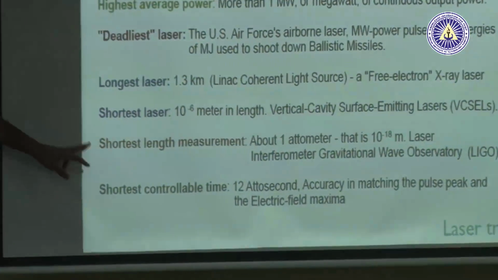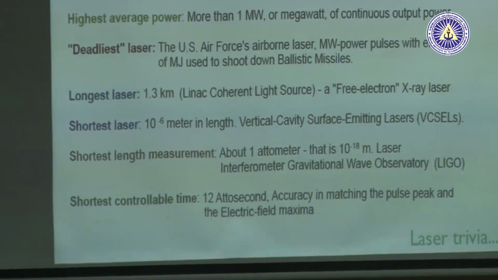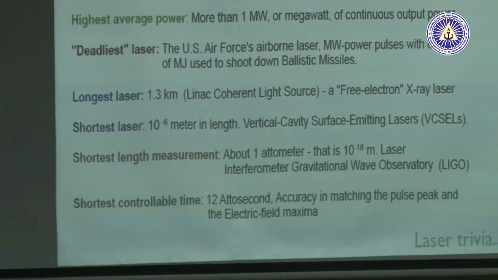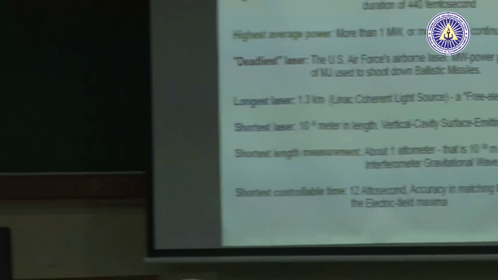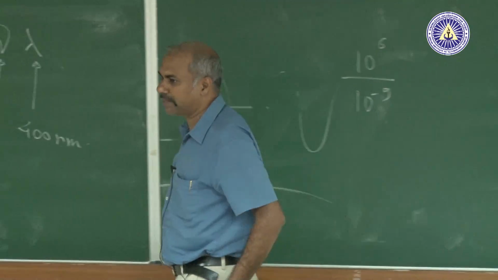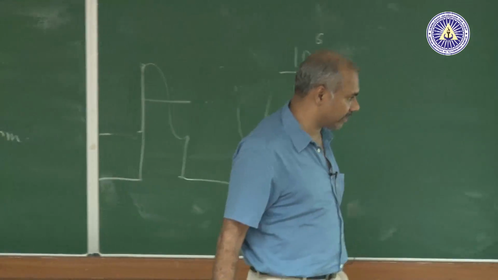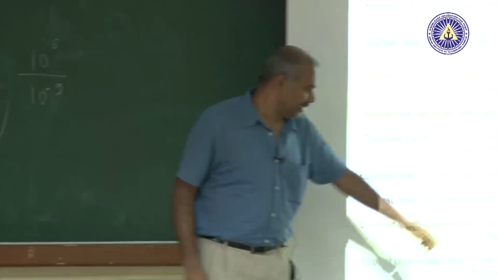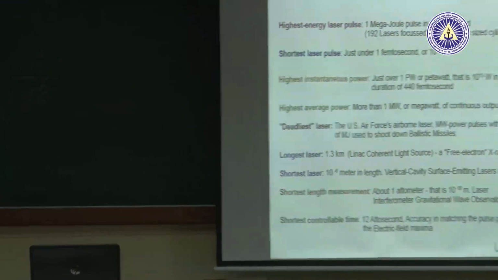Then these are very interesting ideas that one must understand. What is the shortest length measurement that one can make? You have got a laser, you want to measure the shortest length that you can measure very, very accurately. So interferometrically, you can measure 10 to the power of -18 of a meter.